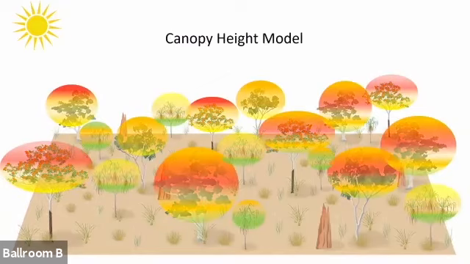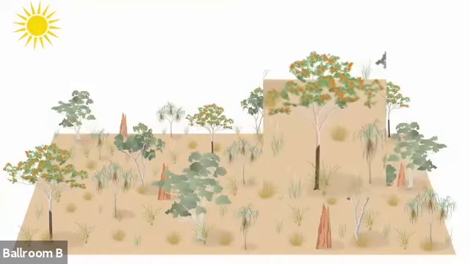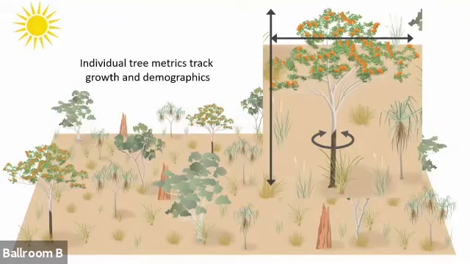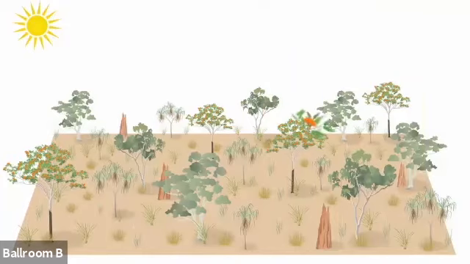Additionally, we can measure structural components of that ecosystem. So we can make a canopy height model. We can say, okay, what's the tree height distribution across this ecosystem? We can drill down another layer. We can measure individual tree metrics, track growth and demographics through time. So we can pick out individual trees and we can return to those trees in a remote sensing fashion.